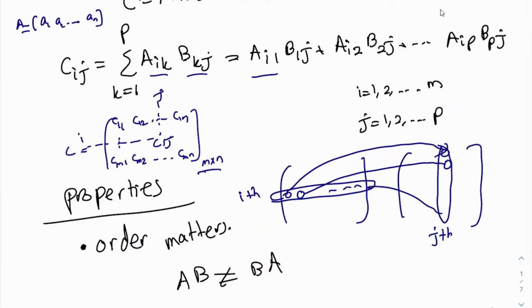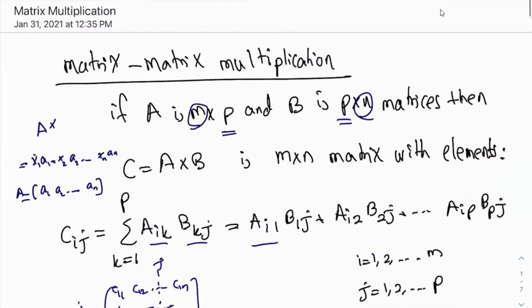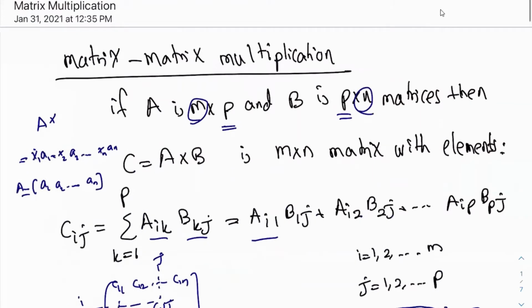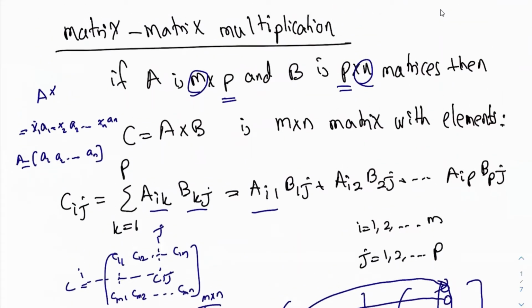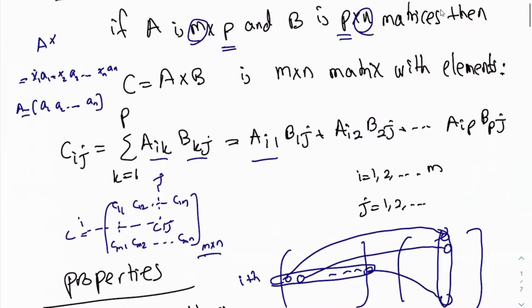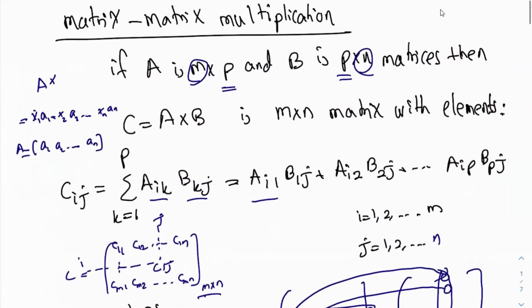If you keep doing this and add them up, you get the Cij element, where i is changing from 1 to m, of course, because i is the index of the rows of A, and A is m by p, so it has m rows. And j should go from 1 to n, because B is p by n, so B has n columns. And k is changing from 1 to p because A has p columns and B has p rows.